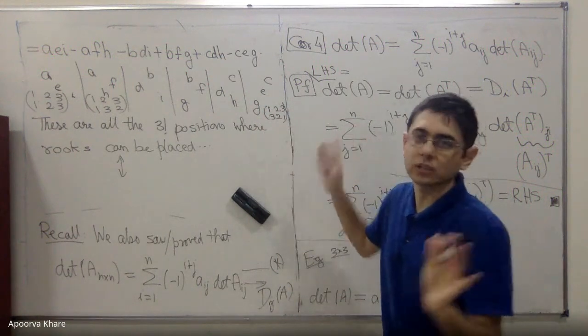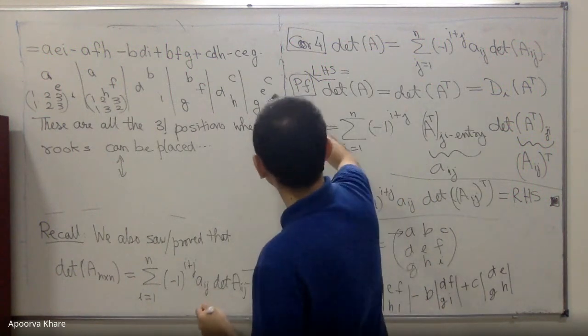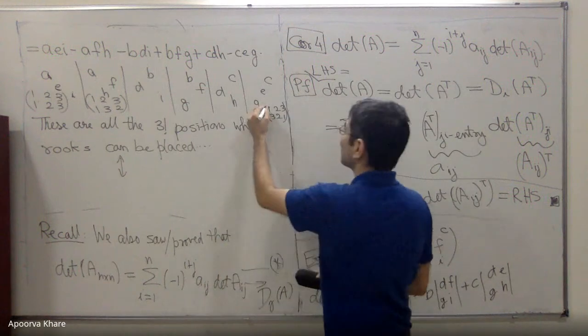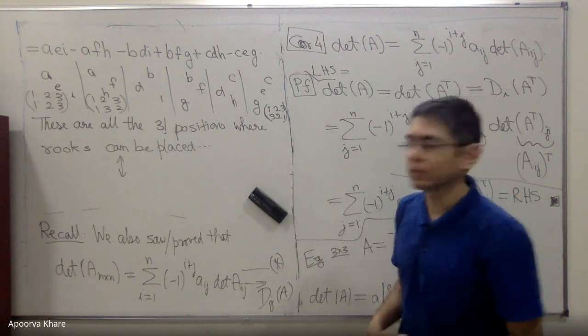There's something called the longest word in the Weyl group. This is also a very different lecture, very different course. But yeah, so the point is, these are all the 6 possible permutations.